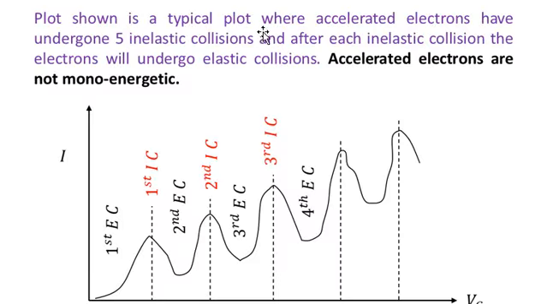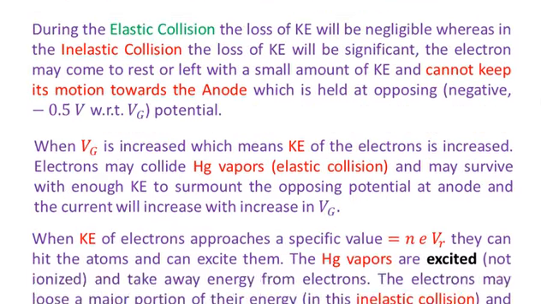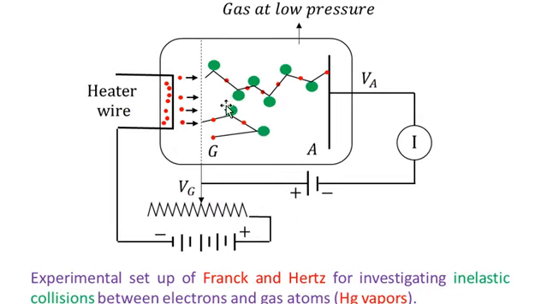The plot shown is a typical plot where accelerated electrons have undergone 5 inelastic collisions, and after each inelastic collision, the electrons will undergo elastic collisions. Accelerated electrons are not monoenergetic. One very important aspect that I would like to highlight is that when you accelerate the electrons through the grid voltage, these electrons will not be monoenergetic. That is, the electrons will have their energies in a short range.